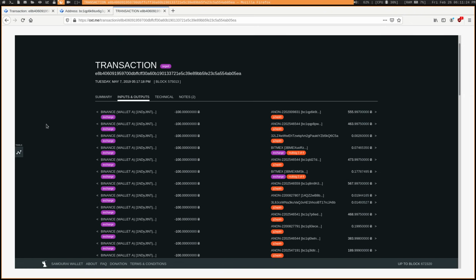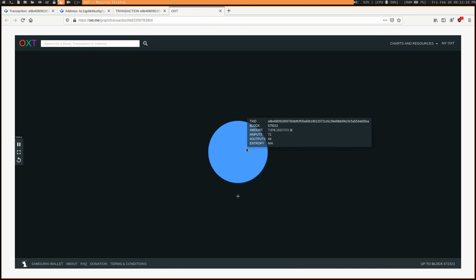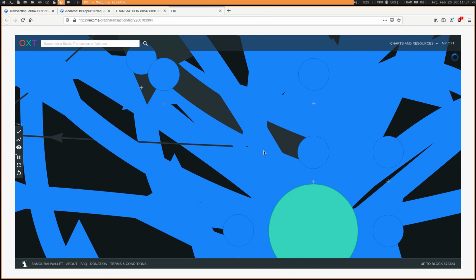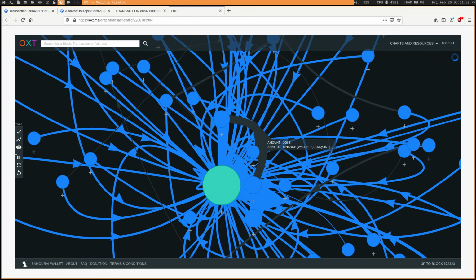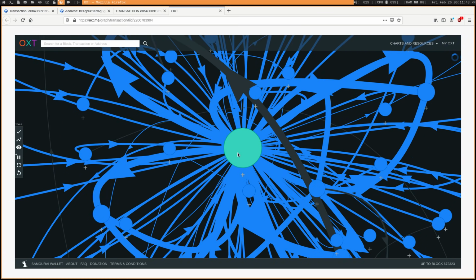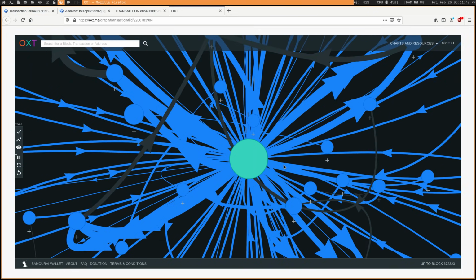We can go to tools on OXT.me, and this is going to give us a more visual representation of the transaction. It's going to freak out a little bit here because this first transaction was a really big one. There were a lot of inputs and outputs. But once this loads, I can start explaining what's going on with the graph.